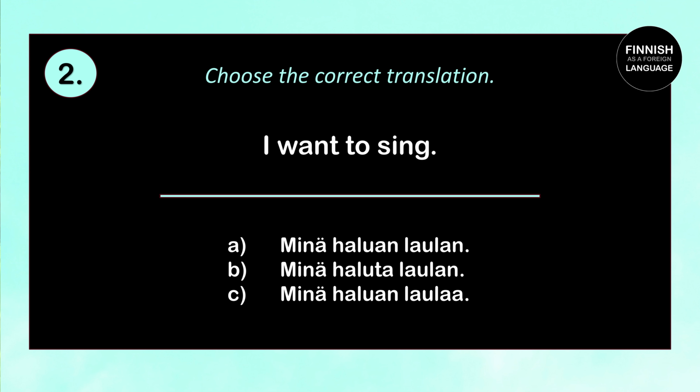Perfect. The right answer is C. Minä haluan laulaa. Haluan is the first person singular present tense of the verb haluta, which means to wish. Here we have the construction haluta plus second verb in its basic form, or the so-called infinitive. So let's repeat. Minä haluan laulaa means I wanna sing.